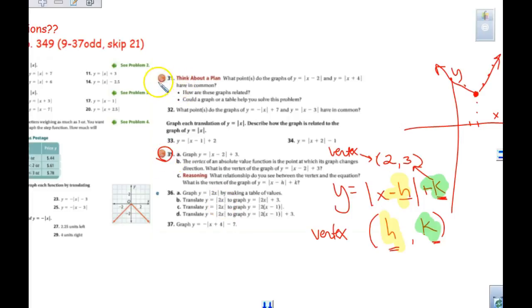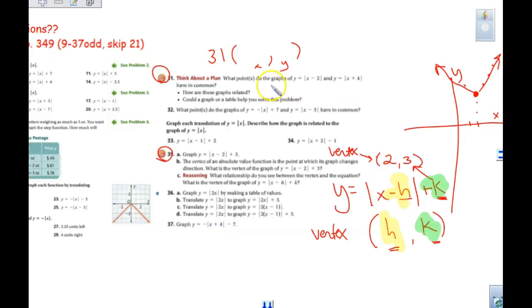Number 31 asked you, what are the points on the graph where these two intersect? And it says, how are the graphs related? So what's their point in common? That's the first answer to 31. They have one point in common. It is an XY point. It says, how are the graphs related? So let's look at that first.